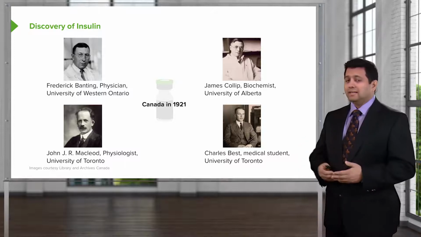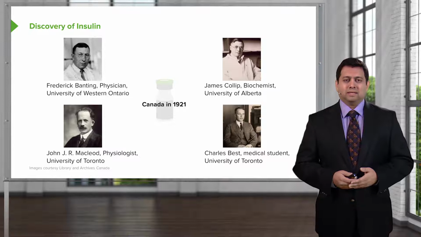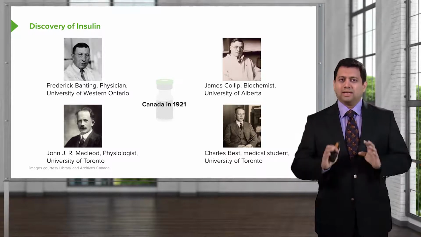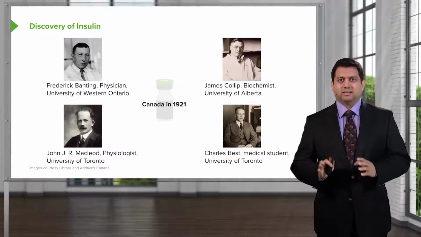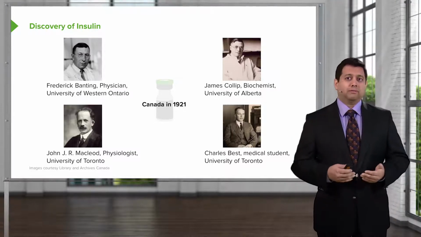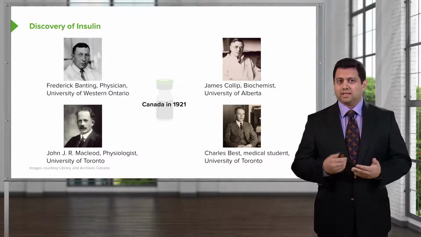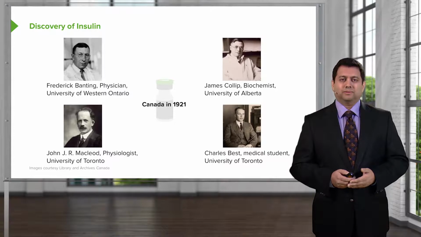Together, they isolated insulin and revolutionized the way we look at diabetes. Prior to 1921, everybody who had diabetes died. These discoveries would not have happened without James Collip, who was the biochemist who actually helped them synthesize and isolate this important chemical, this important hormone.